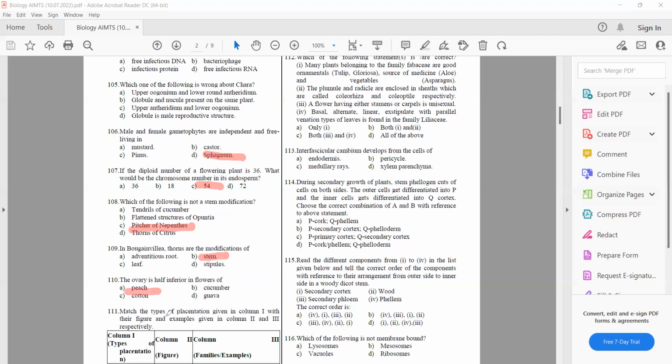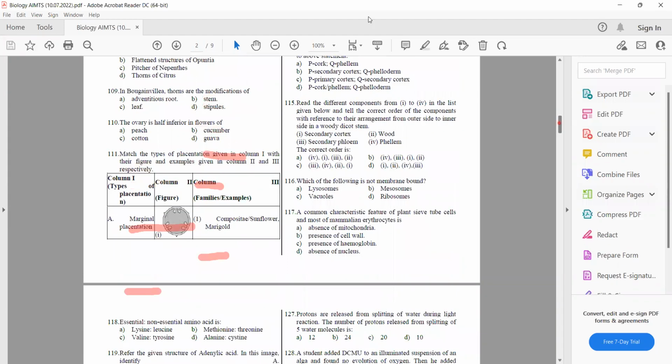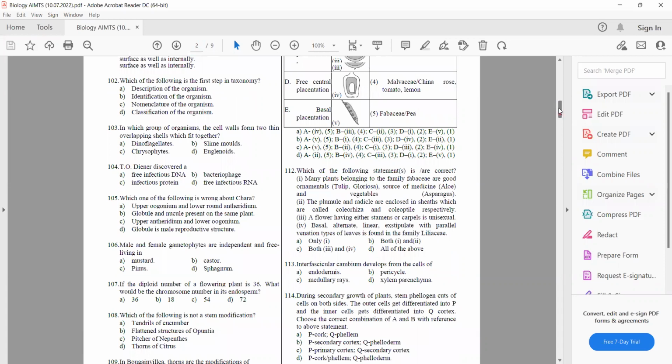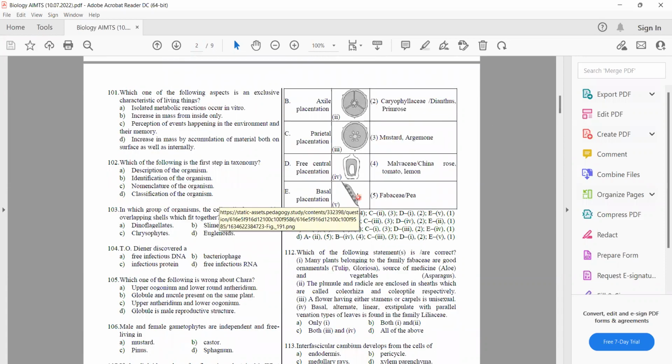And 111. In this question, we are supposed to match the placentation along with the examples, right? First, you can see marginal placentation. For marginal placentation, pea plant will come, A5, right?